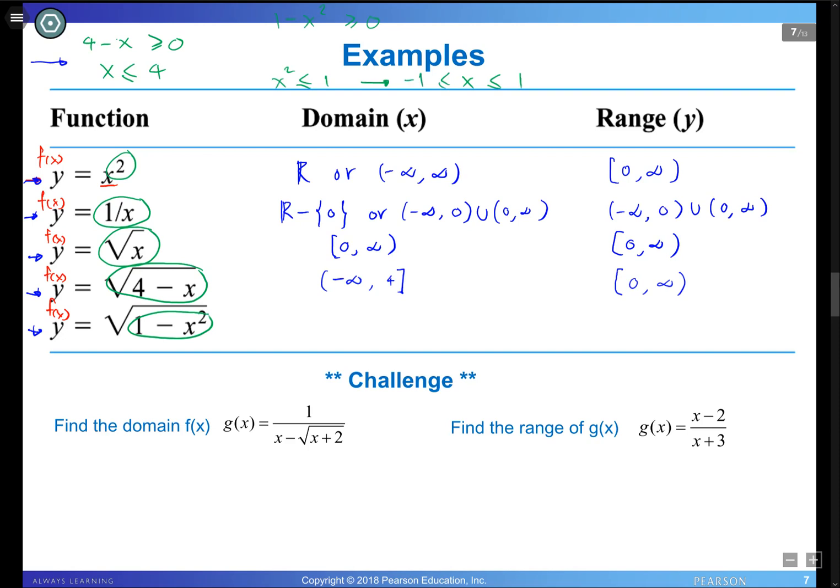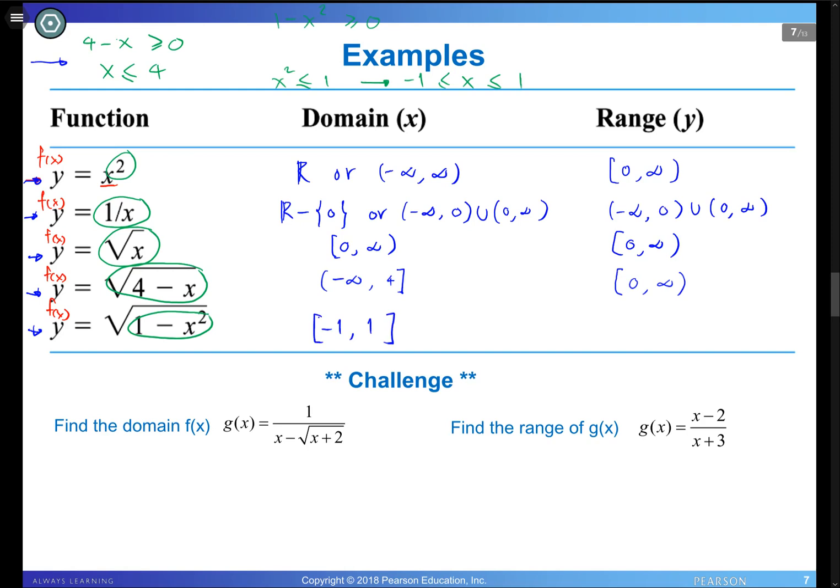You have the domain set of this function. So no violation as long as x is in between minus 1 and 1. There you go. So you check for the violation and you can achieve the domain set. Now, what about the range?